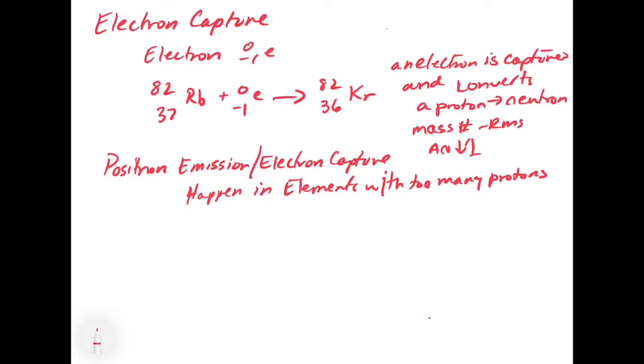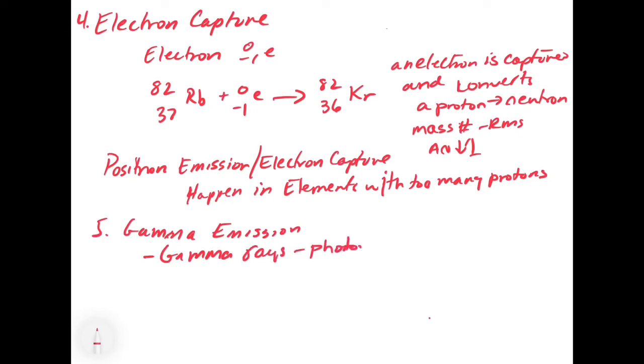picking up or releasing of a particular particle. So the fifth one, so this one was the fourth one, and then the fifth one is going to be a gamma emission. So gamma emission, gamma rays are basically photons. These are photons in the gamma range of the spectrum.